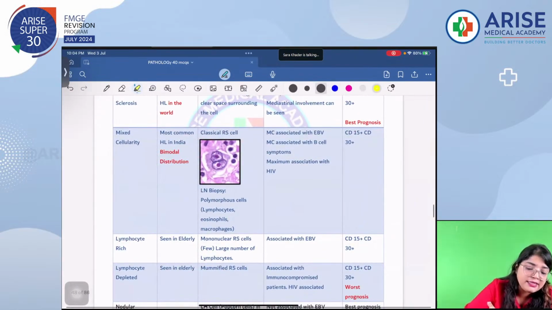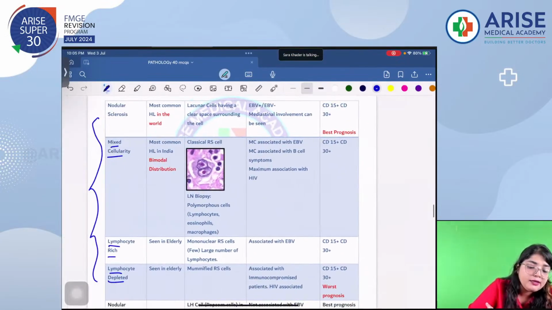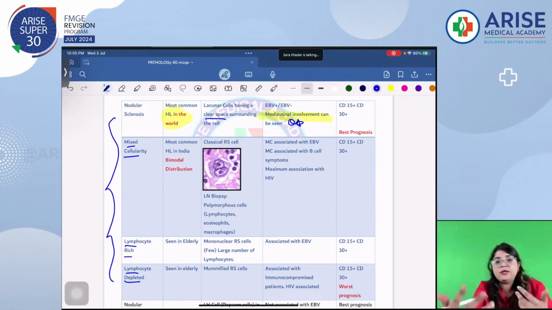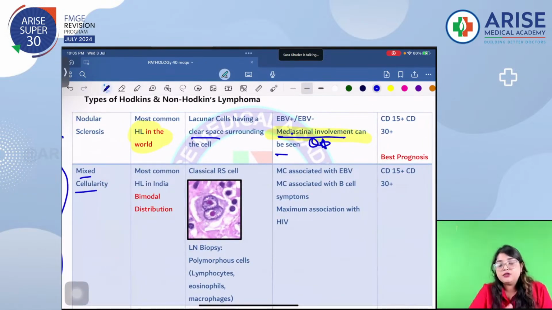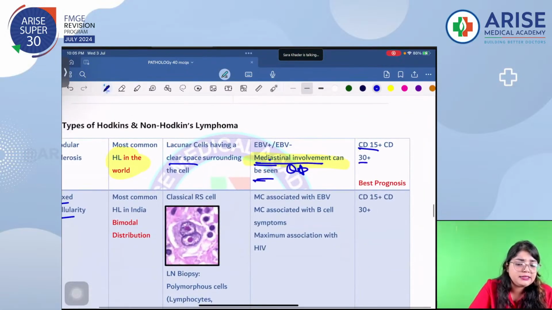Remember, the classical variety include your 4: nodular sclerosis, mixed cellularity, lymphocyte rich, and lymphocyte depleted. Nodular sclerosis is the most common in the world. You have lacunar cells with clear spacing, and it can be or cannot be positive for EBV. But remember, there will be mediastinal mass. So in the question, if they want to give you nodular sclerosis, they'll mention mediastinal mass, the involvement of mediastinum. So N for M. Mediastinal mass will be seen.